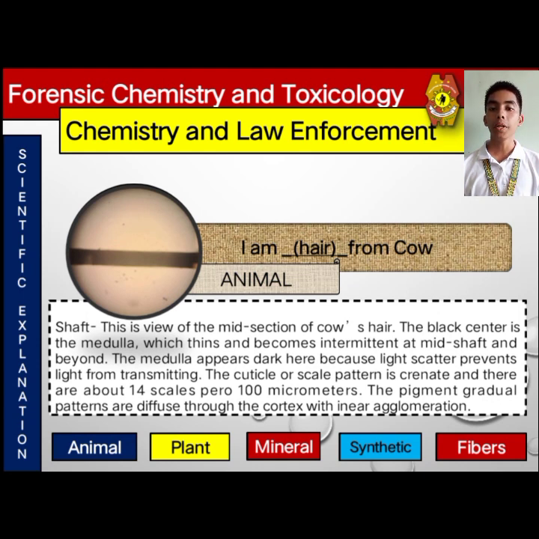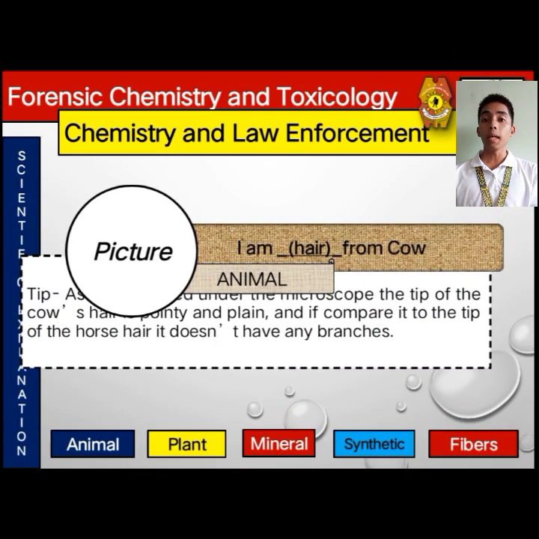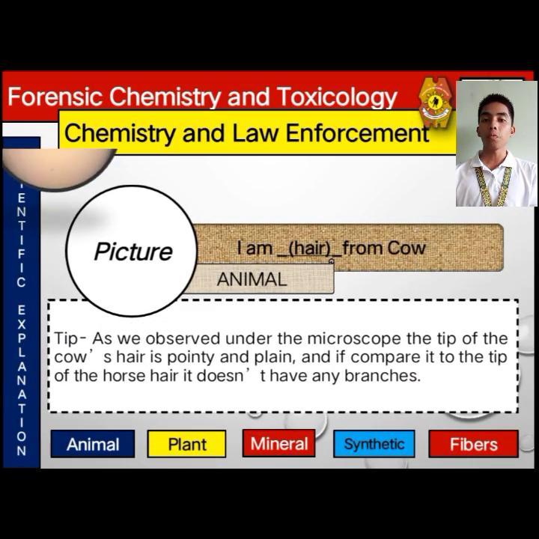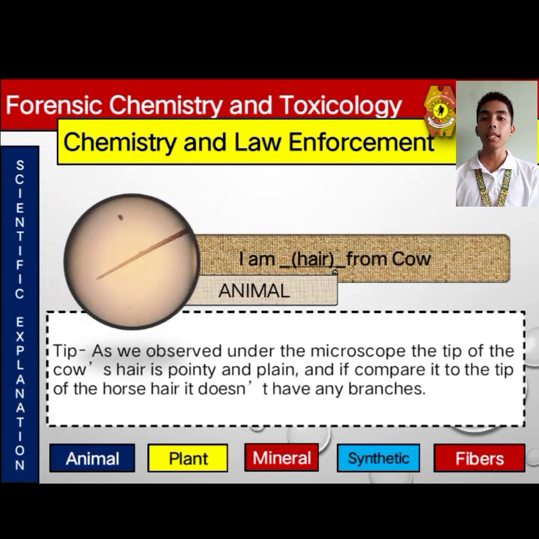The medulla appears dark here because light scatter prevents light from transmitting. The cuticle or scale pattern is infinite and there are about 14 scales per 100 micrometers. The pigment gradual patterns are diffused through the cortex with inner agglomerations. The last one is the tip. As we observe under the microscope, the tip of cow's hair is pointy and plain. And if you compare it to the tip of the horse hair, it doesn't have any branches.